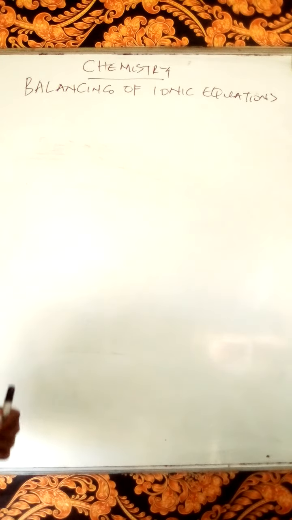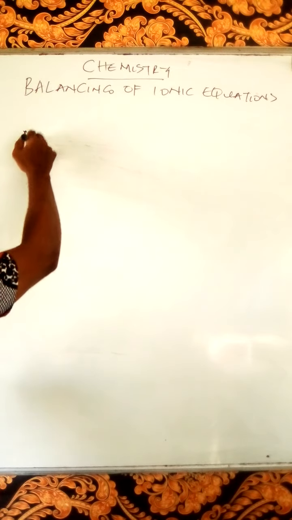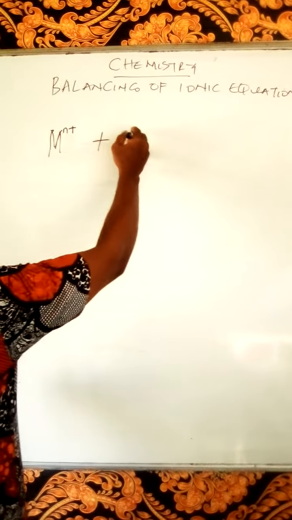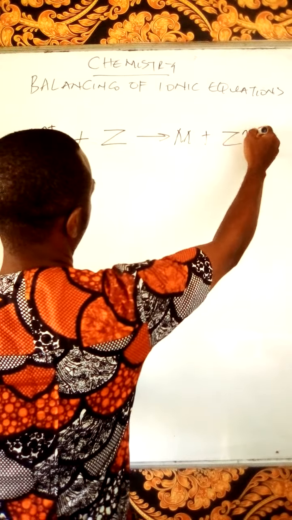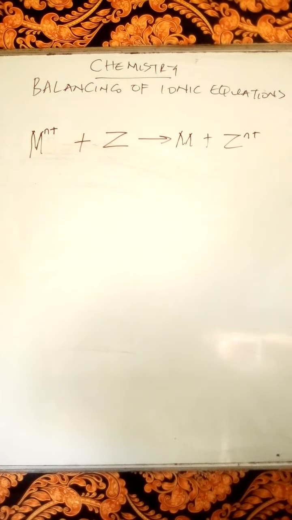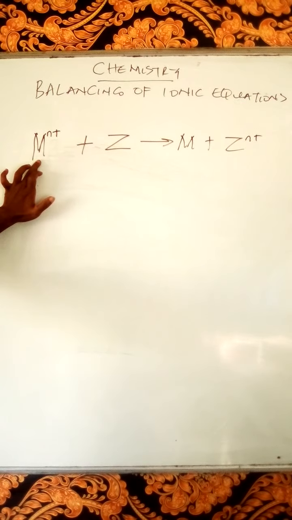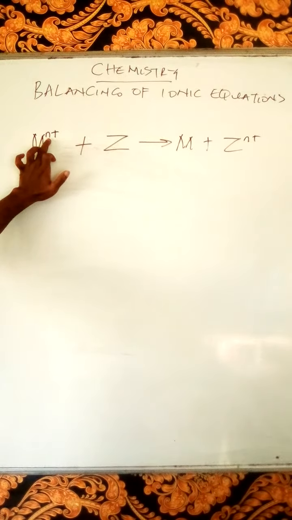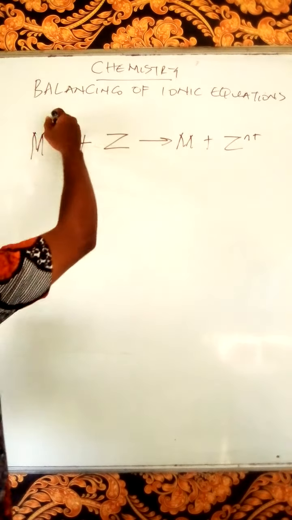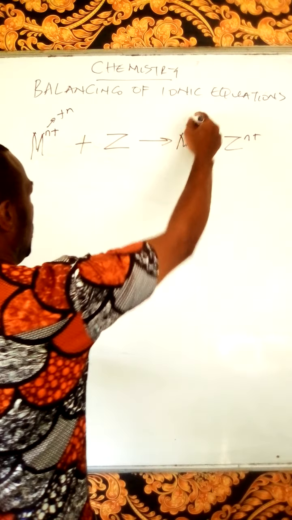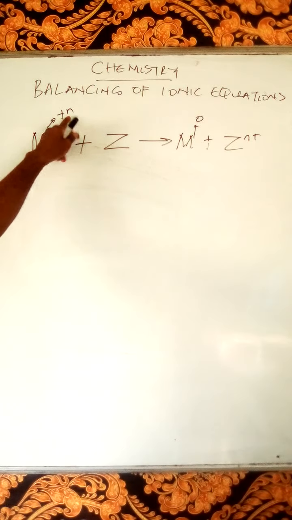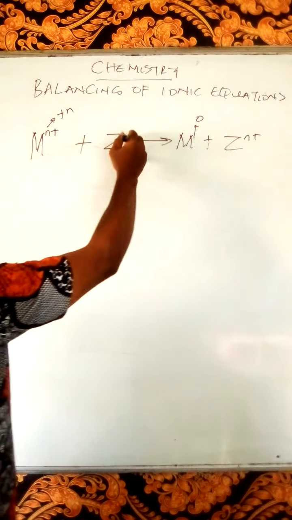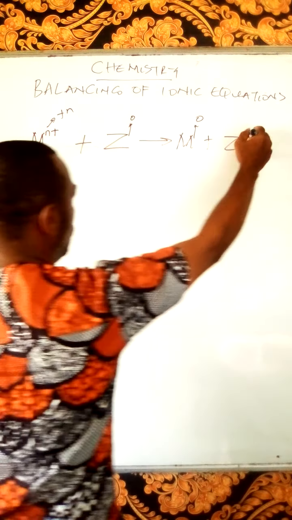And this equation will show the reduced substance and the oxidized substance. For instance, we may have this substance, an ion, reacting with another substance. On the other side, we have M and then Z positive. This is an ionic equation. In this reaction, the substance M has an oxidation state of +N, going from +N to 0. That means the substance M positive charge has been reduced from +N to 0, while the substance Z has its oxidation state increasing from 0 to +N.